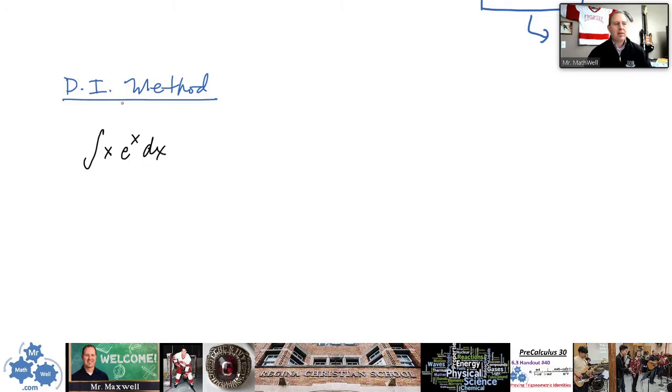In the DI method, what you do is you make two columns, a D column and an I column. Now, what does the D column stand for? Well, it stands for derivative. You want a derivative column. And what does I stand for, you figure? Integral. So derivative and integral. We're going to make two columns.